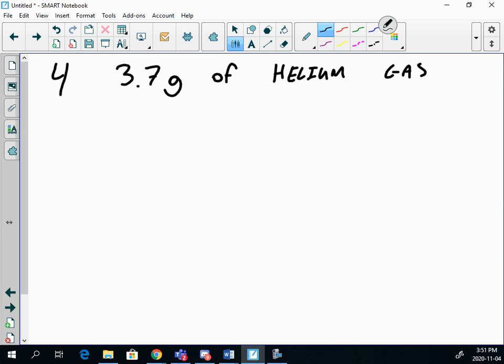We want to determine how many moles we have. We want to determine how many liters we have. We want to determine how many particles we have. So the first thing we have to realize is that helium gas is just a molecule. It's just He, and that the molar mass of helium, according to our periodic table or some other source, is 4.00 grams per mole.